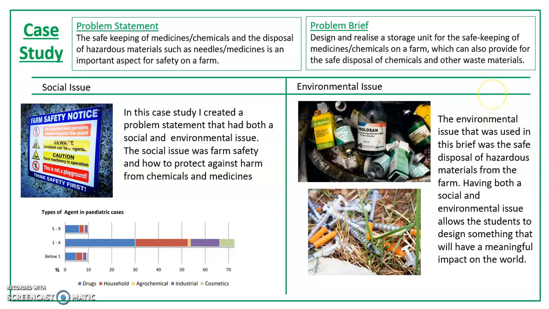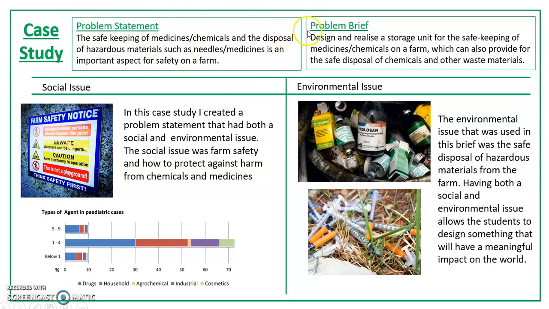I came up with a problem statement. The safekeeping of medicines and chemicals and disposal of hazardous materials such as needles and medicines is an important aspect of farm safety. So straight away, you can see the social issue, which is safety on a farm, and then the environmental issue is the disposal of hazardous material.